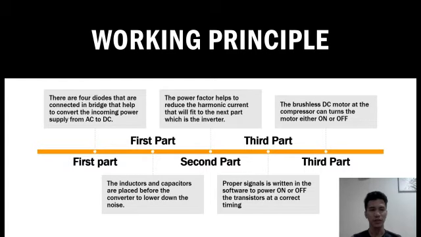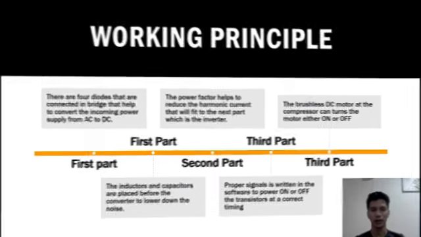In the first part, there are four connected diodes that help to convert the incoming power supply from AC to DC. Then the inductors and capacitors are placed before the converter to lower the noise. In the second part, the power factor correction helps to reduce the harmonic current that will feed to the next part, which is the inverter. In the third part, the proper signal is written in the software to power the transistor on and off at the correct timing. And last is the brushless DC motor at the compressor, which can turn the motor either on or off.